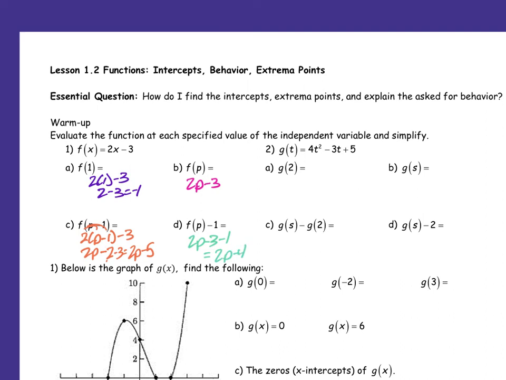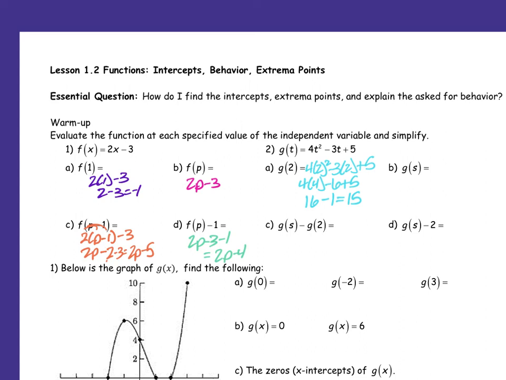Okay. So for g of 2, for number 2, I'm substituting a 2 in. So I'm going to have, let's see where I'm going to have room to write this, 4, I'm just going to have to write small, times 2 squared minus 3 times 2 plus 5. So I get 4 times 4 minus 6 plus 5. 16 minus 1 equals 15.